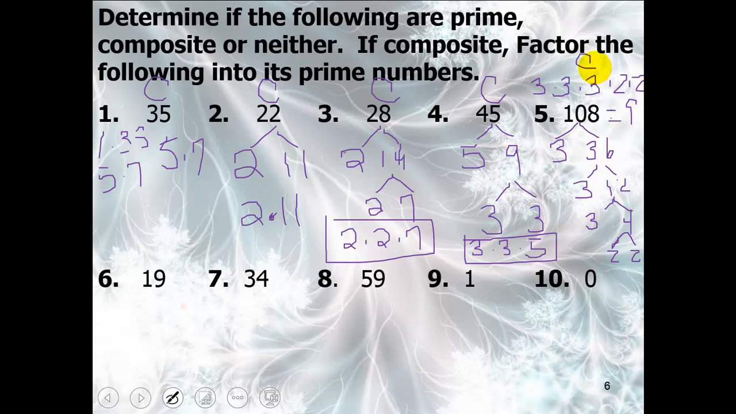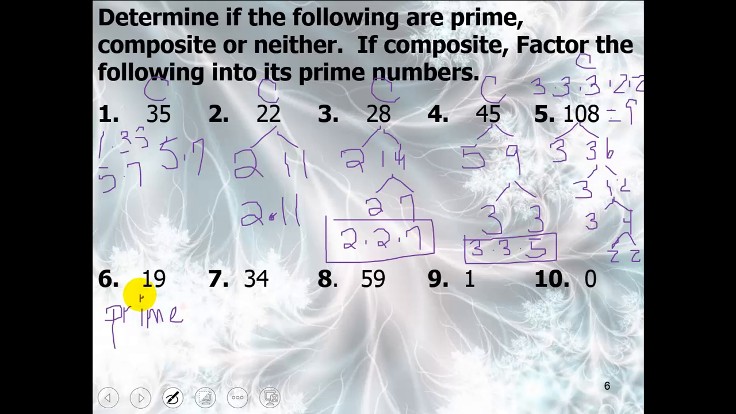All right, 19. Okay, is 19 even? Nope, so it's not divisible by 2. 1 plus 9 equals 10. So that 10 is even, and it's not a multiple of 3, so it's not divisible by 3. It doesn't end in a 0 or a 5, so it's not divisible by 5. It isn't divisible by 7 or 11 or 13, so we can say that 19 is prime.